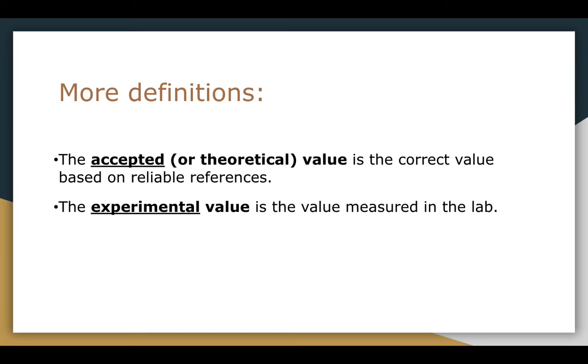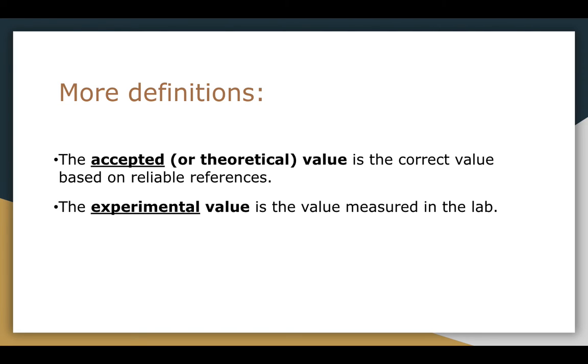Now, a few more definitions. The accepted, or sometimes called theoretical value, is the correct value based on reliable references. We can reliably say, based on lots of reliable references, that the theoretical value for the boiling point of water is 100 degrees Celsius. That's the accepted value that is based on reliable references.